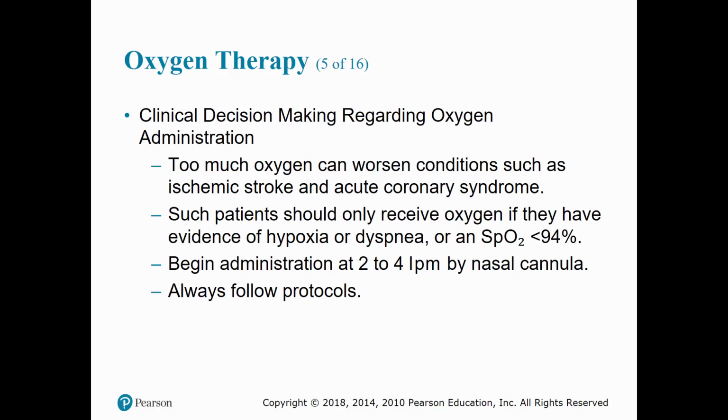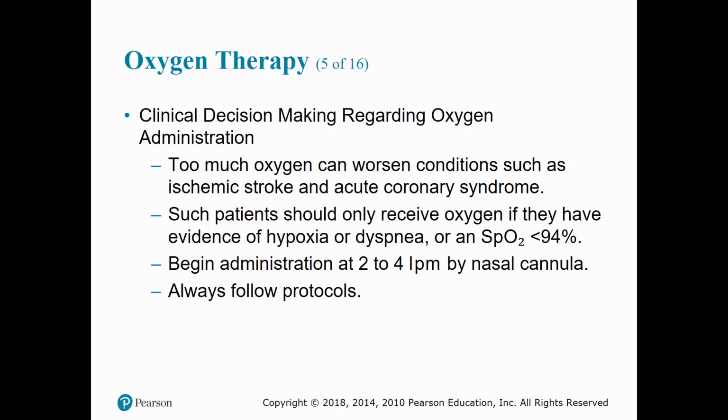Now, there are some clinical decisions that you want to take in regards to administering oxygen. You could potentially provide too much oxygen to patients that have an ischemic stroke or are going through acute coronary syndrome, which could potentially worsen conditions by releasing free radicals. So for any patient presenting with this, titrate your oxygen to maintain an O2 sat of 94%.